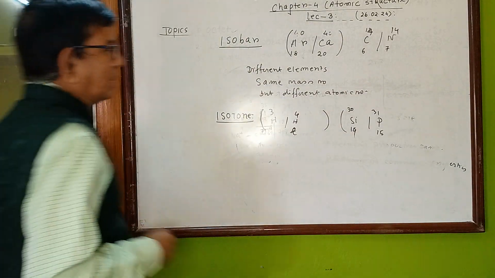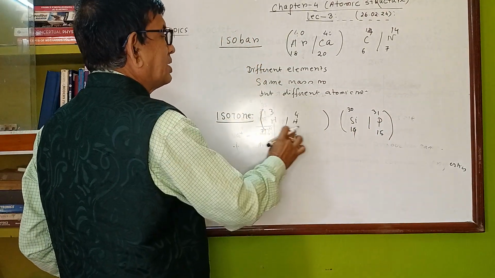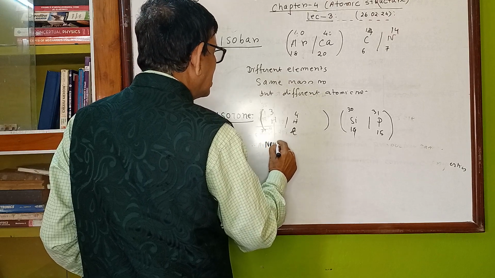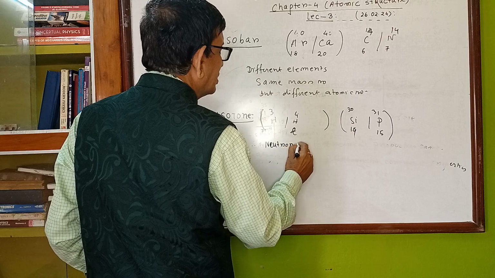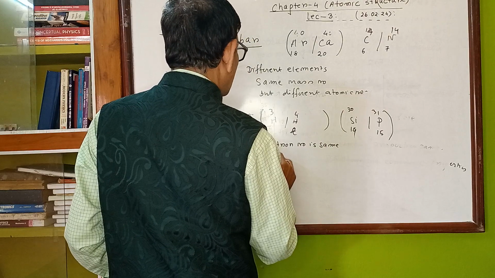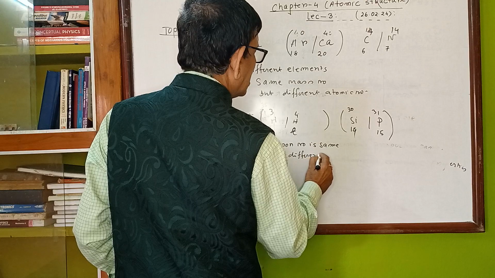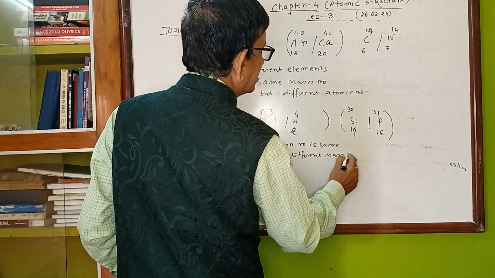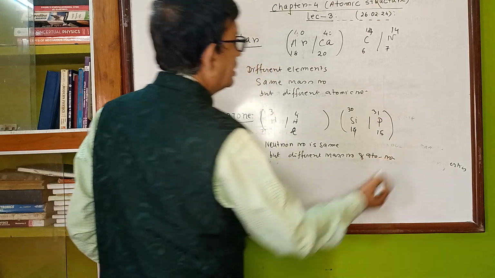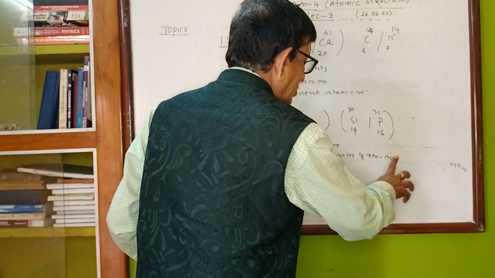Now in this example we see different mass number, different atomic number, but the neutron number is the same. But different mass number and atomic number. Clear? Details of atomic numbers, you know.